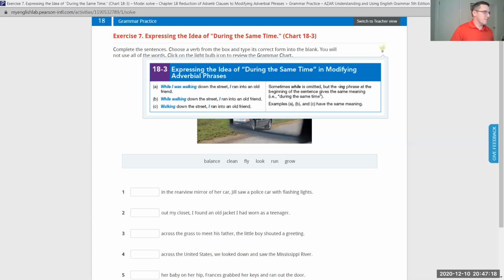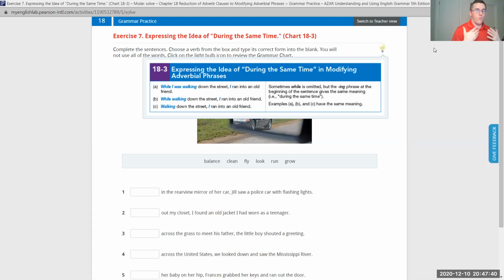Let's look at page 395, expressing the idea of "during the same time" using -ing or by modifying adverbial phrases. So the typical way of talking about two things that are happening at the same time, or during the same time, is with the word "while."